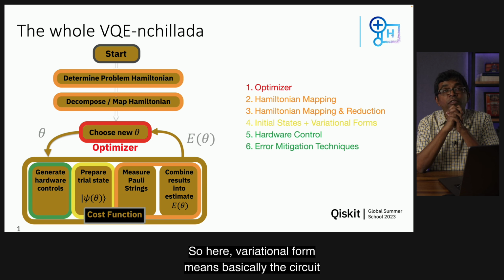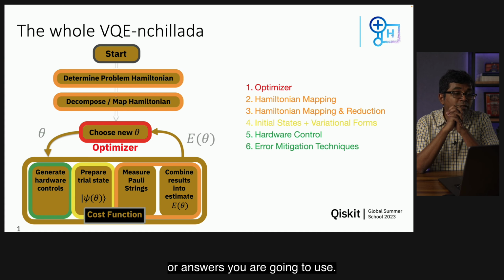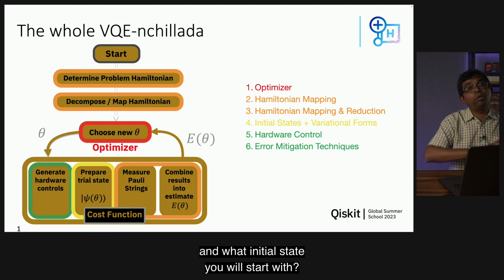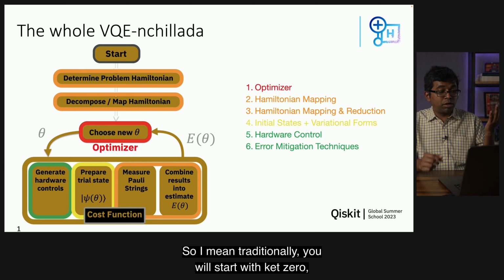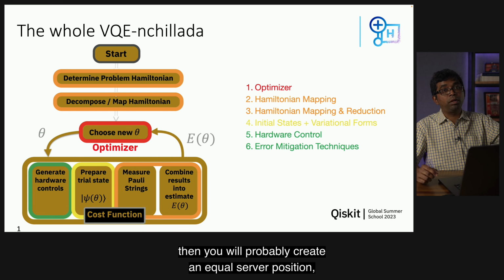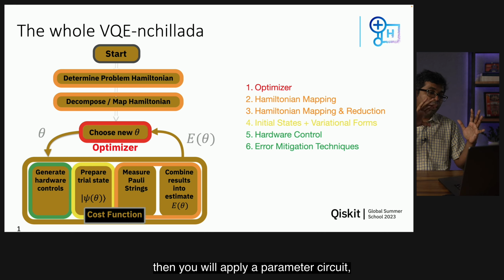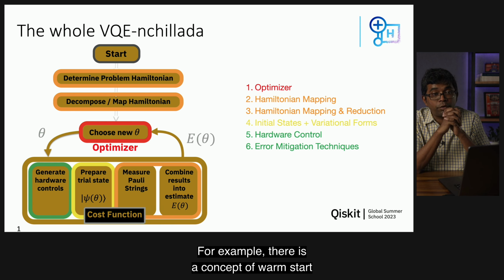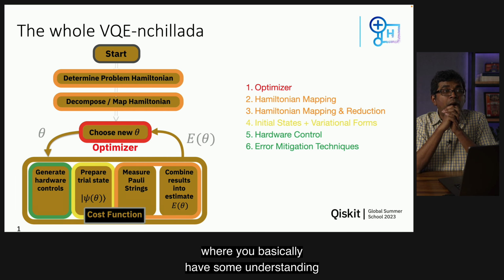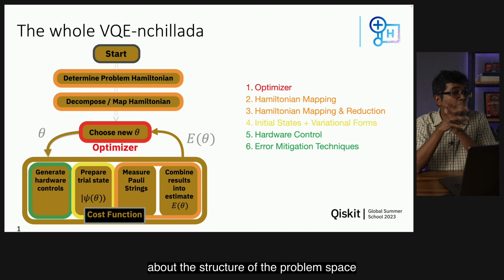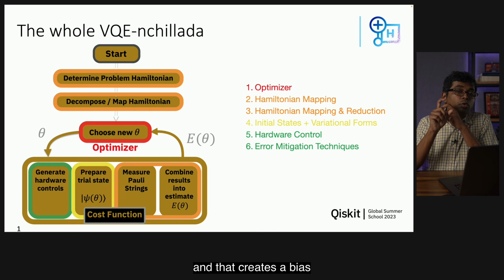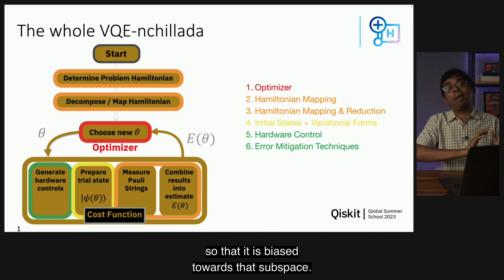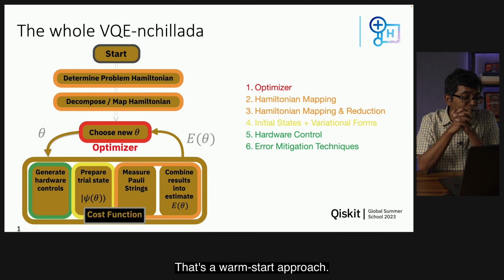you are going to use. So here variational form means basically the circuit or ansatz you are going to use, and how you are going to parameterize it, and what initial state you will start with. So traditionally you will start with ket 0, then you will probably create an equal superposition, then you will apply a parameterized circuit. But there are actually different variations. For example, there is a concept of warm start, where you basically have some understanding about the structure of the problem space, and that creates a bias towards a certain solution subspace, and you want to construct your circuit so that it is biased towards that subspace. That's a warm start approach.